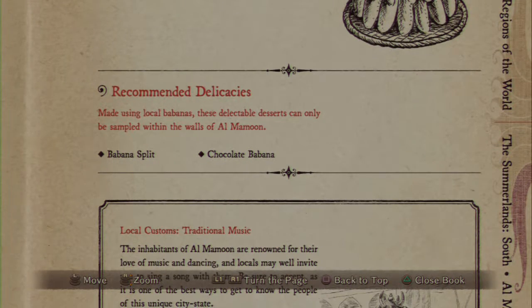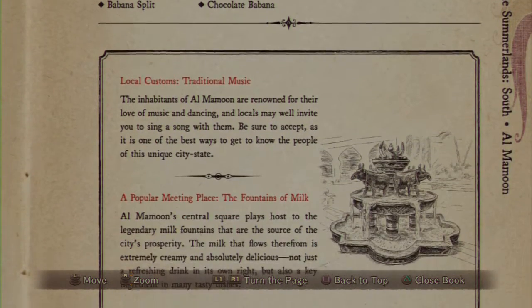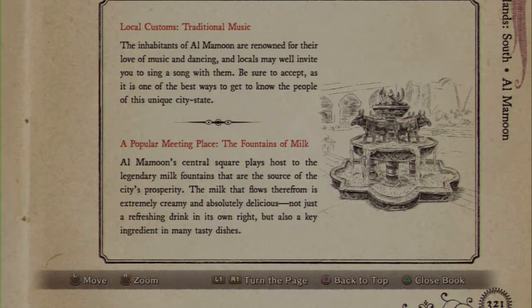Anyway, we have some recommended delicacies when you stop at Mamoon. Made using the local babanas, these delectable desserts can only be sampled within the walls of Mamoon. The babana split and the chocolate babana.